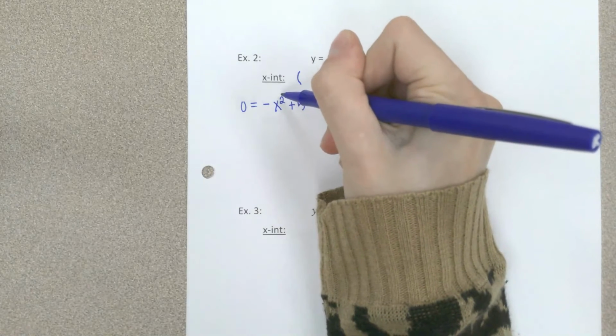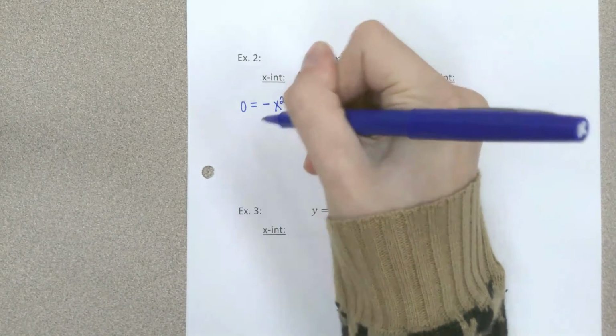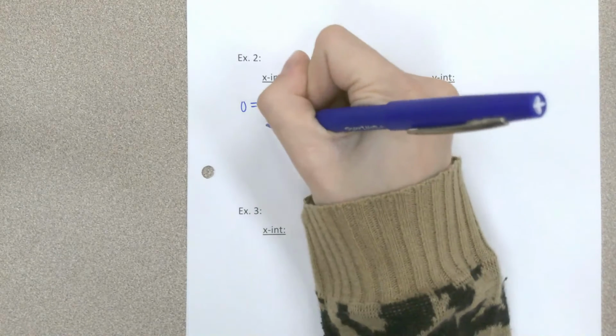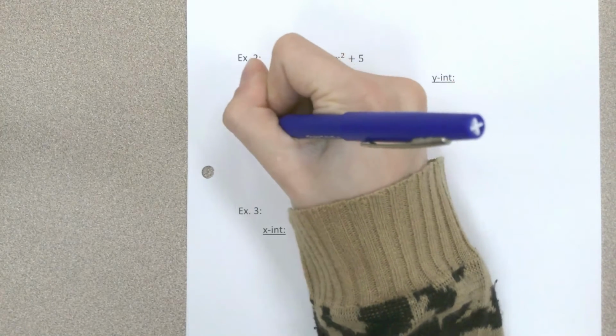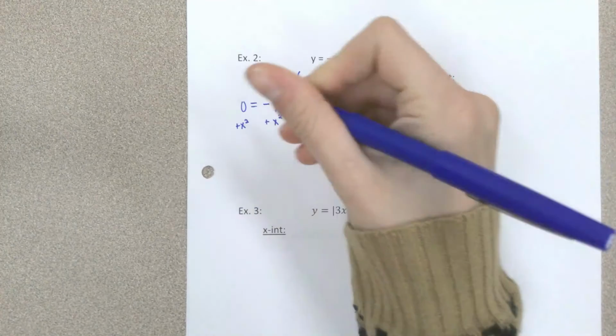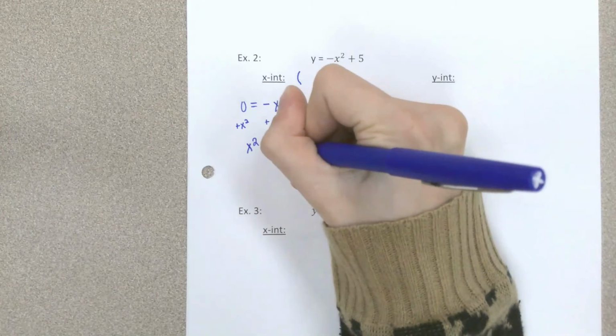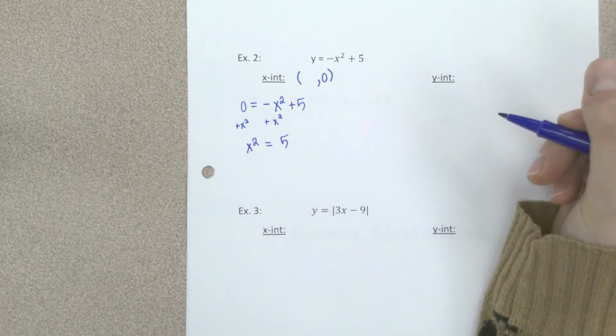I want this to be positive. I feel like it would just make our lives easier, so I always add exponents to the other side to make them positive. So we have x squared equals 5.